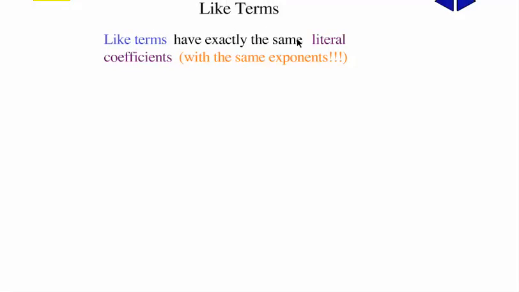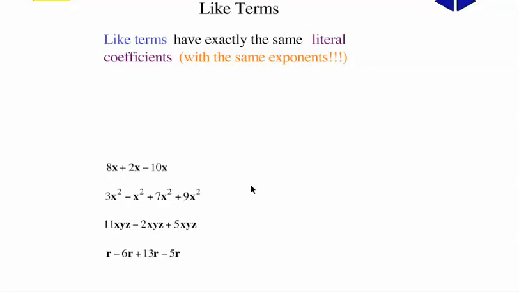Okay. Like terms. Like terms have exactly the same literal coefficients with the same exponent, so they have the same variables, and the variables also have the same exponents. All right, for example, 8x plus 2x minus 10x, these are all like terms, they're the same variable. Or 3x squared, take away x squared, plus 7x squared, plus 9x squared, these are all like terms. Okay, 11xyz, take away 2xyz plus 5xyz, these are all like terms, once again. Okay, r minus 6r plus 13r minus 5r, these are all like terms.